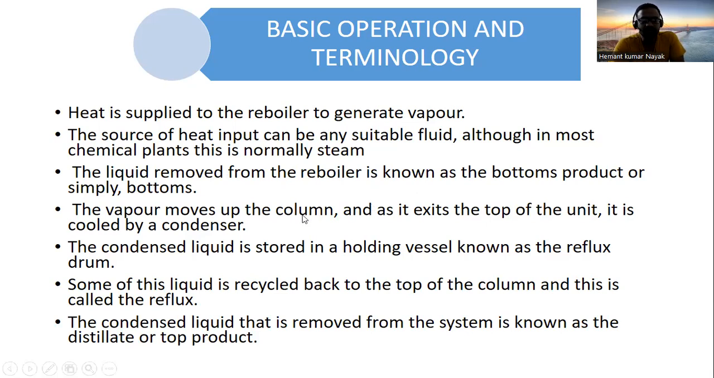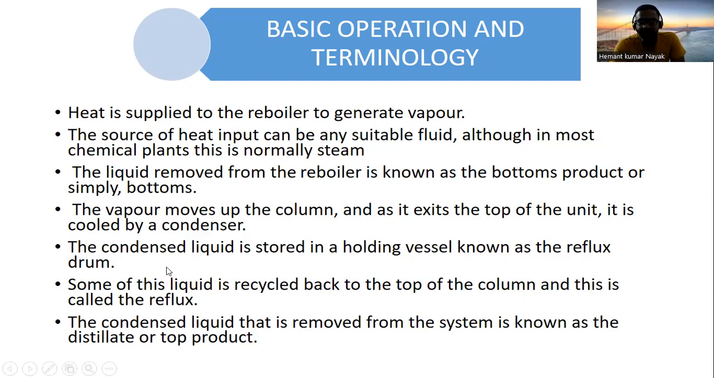The vapor moves up the column and exits the top of the unit. It is cooled by the condenser. The condensed liquid is stored in a holding vessel known as the reflux drum, which holds the condensed liquid. Some of this liquid is recycled back to the top of the column, and this is called the reflux.